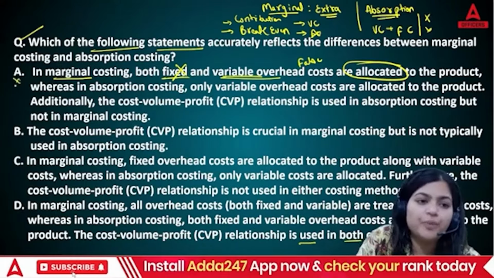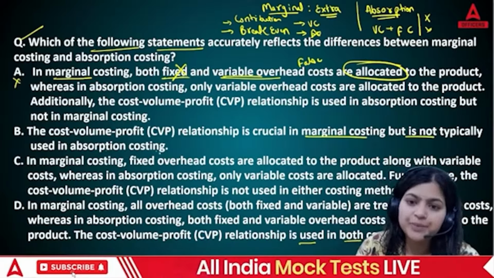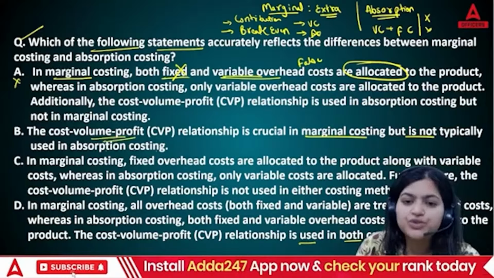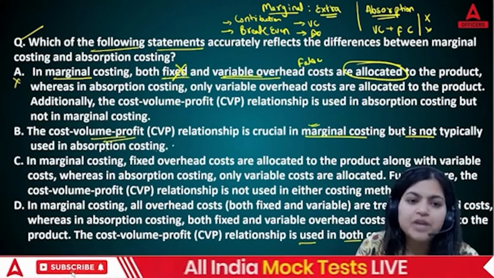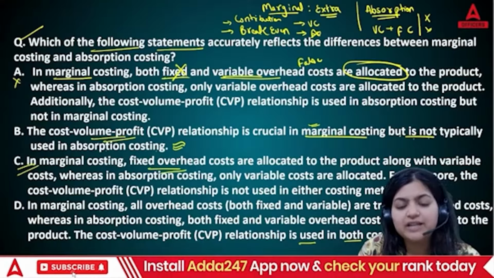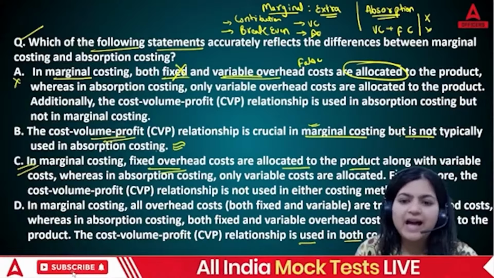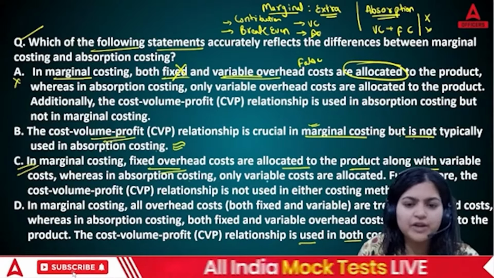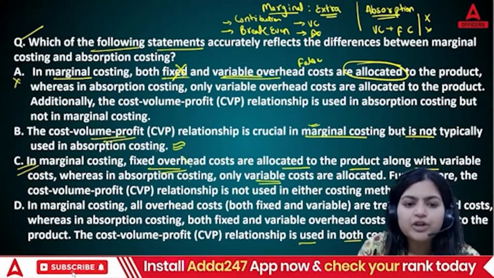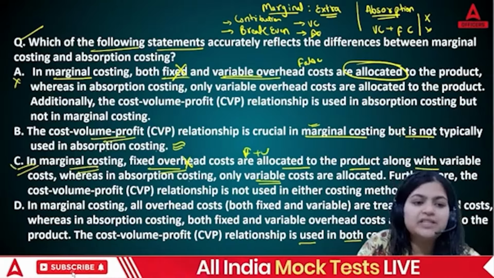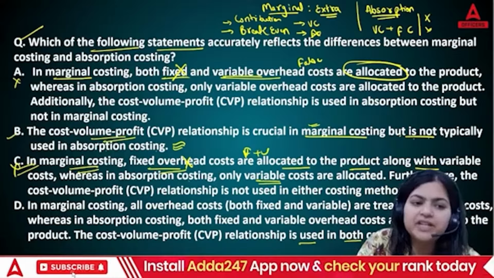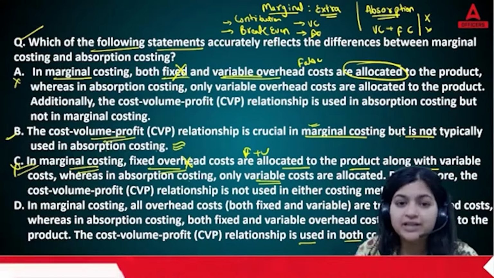Then, the CVP relationship is crucial in marginal costing but is not typically used in absorption costing. So what they are saying is that CVP is crucial in marginal costing, of course, but is not typically used in absorption costing. This statement is correct. Then the next one: in marginal costing, fixed overhead costs are allocated to the product along with variable cost, whereas in absorption costing only variable cost. Again, they are saying a wrong thing, that in marginal costing you are going to add fixed plus variable. Wrong. So the C statement is also wrong. We are saying B is true, but let's read if you find any other accurate answer.